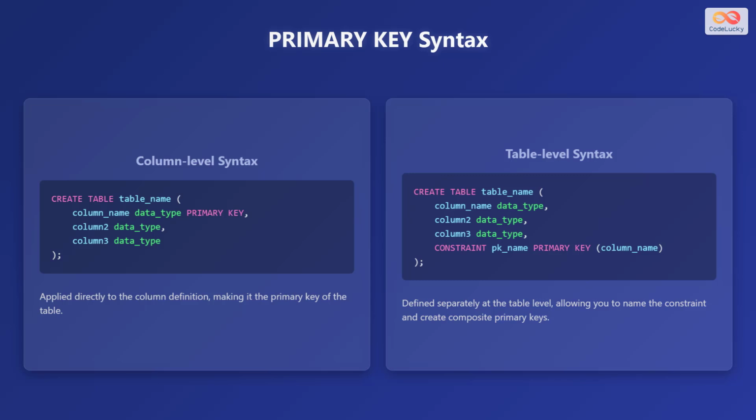Second, table level syntax. With table level syntax, you define the primary key separately from the column definitions. See the syntax. CREATE TABLE table_name (column_name data_type, column2 data_type, column3 data_type, CONSTRAINT pk_name PRIMARY KEY (column_name)); This allows you to name the constraint explicitly and is necessary for composite primary keys involving multiple columns.